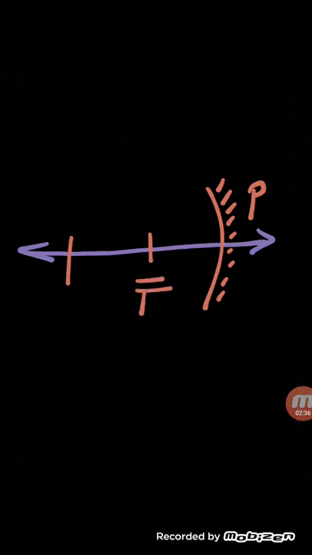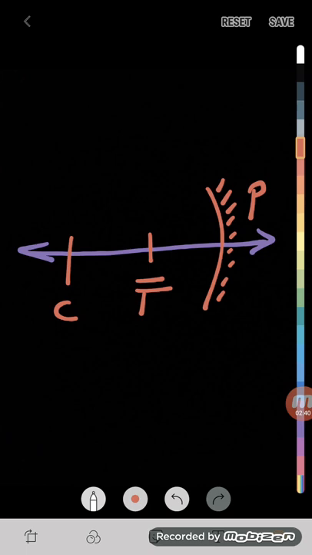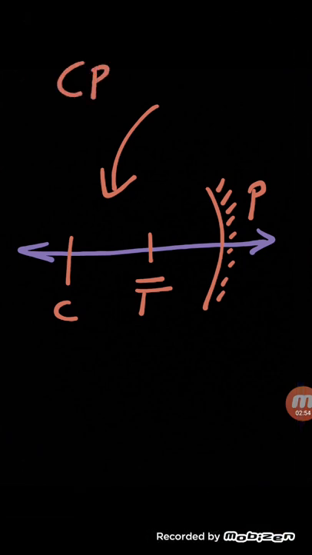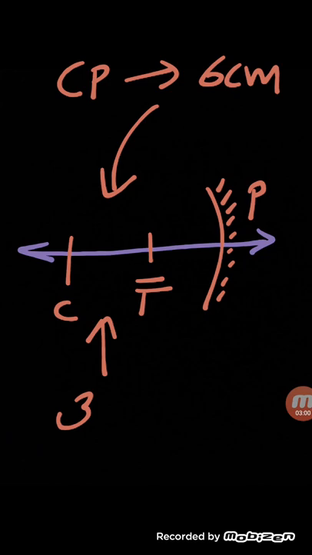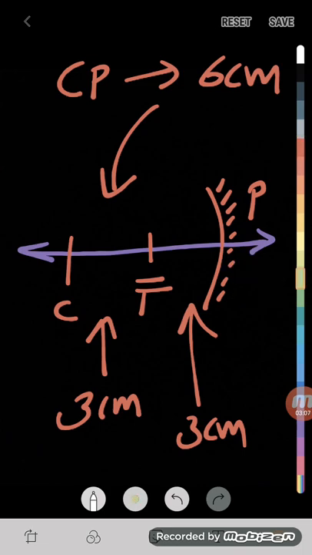In the first ray diagram, the object is kept at infinity. Suppose this is our mirror, pole, focus, center of curvature. There are no specific guidelines on what measures we should take, but generally I take the distance between CP as 6 centimeter. So CF is half of it, that is 3 centimeter, and PF is again 3 centimeter, because by the general rule we know that the focal length is half of the radius of curvature, right?